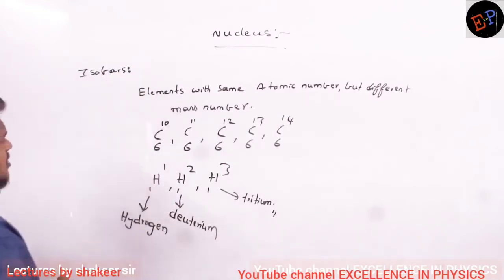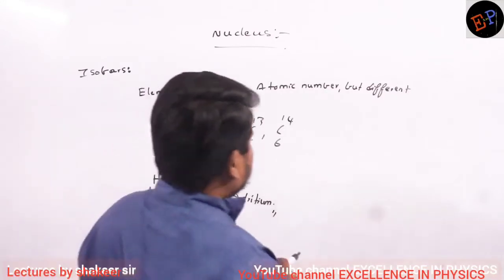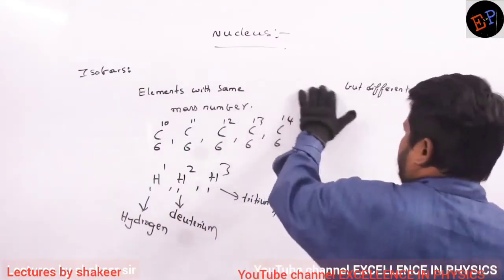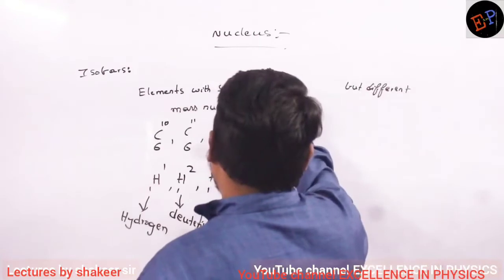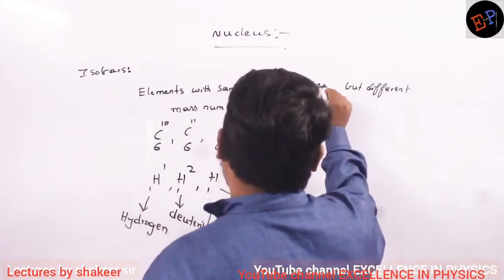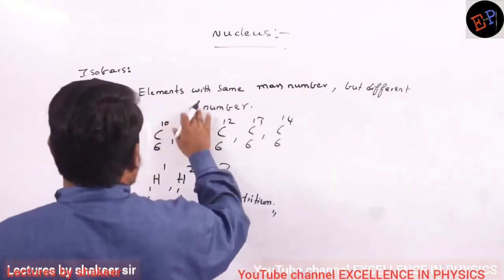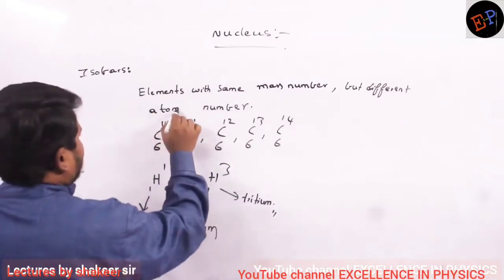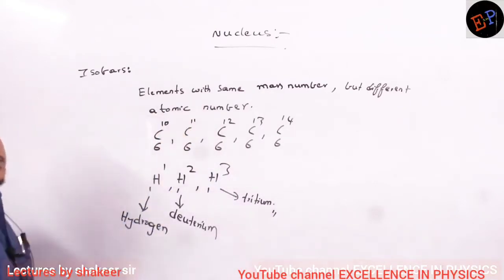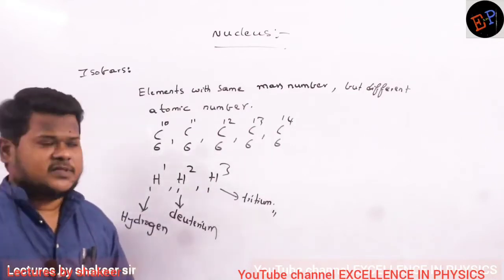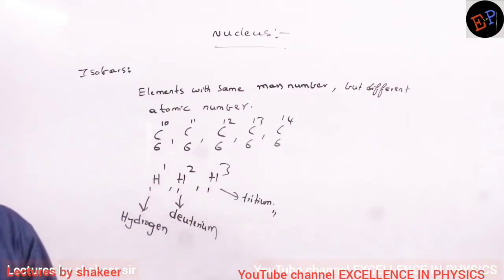Okay. Isobars means what? Elements with the same mass number but a different atomic number. Are you able to understand? So the mass number should be the same but the atomic number should be different. Such types of elements you can call isobars.